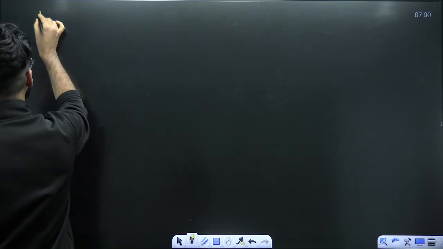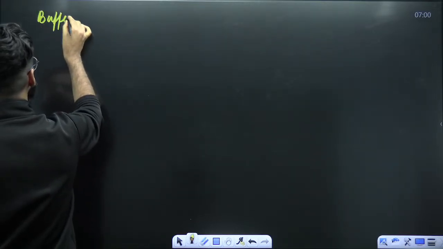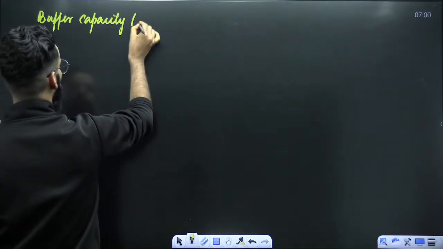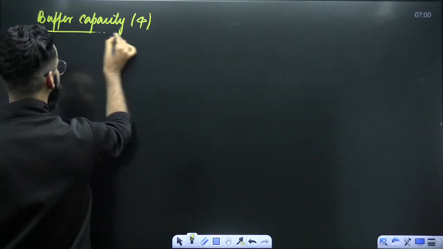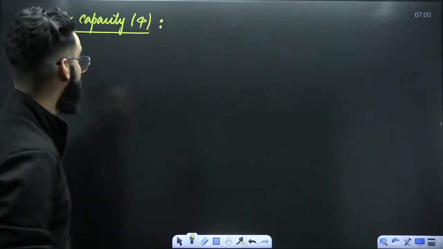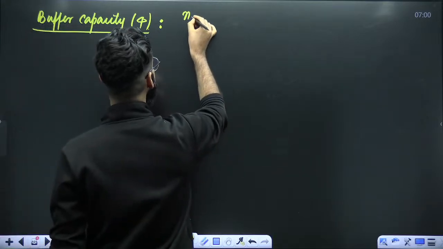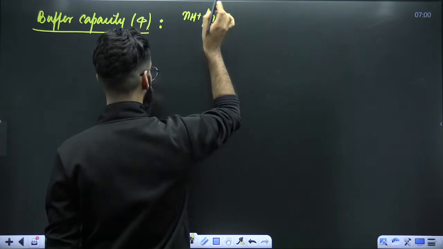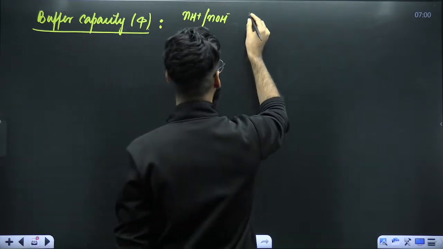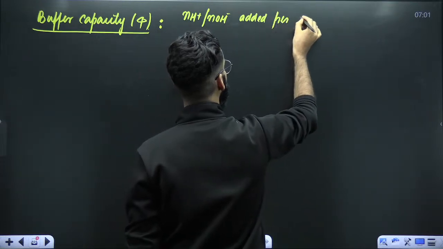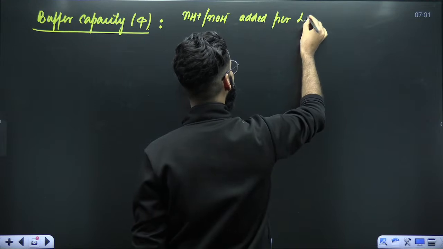Now, guys, there is one more small topic, that is buffer capacity, which is represented by phi. How do you define the buffer capacity? It is defined as number of moles of H positive or number of moles of OH negative added per liter of buffer.